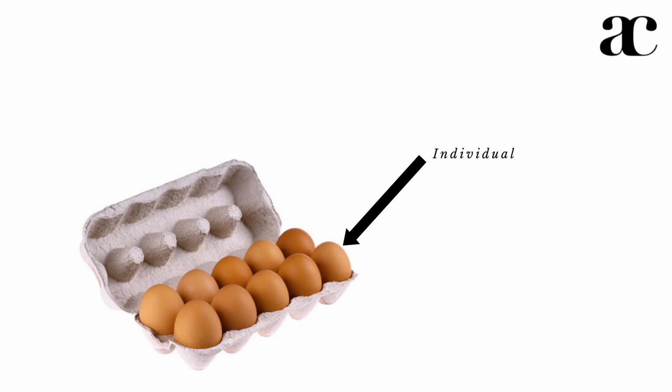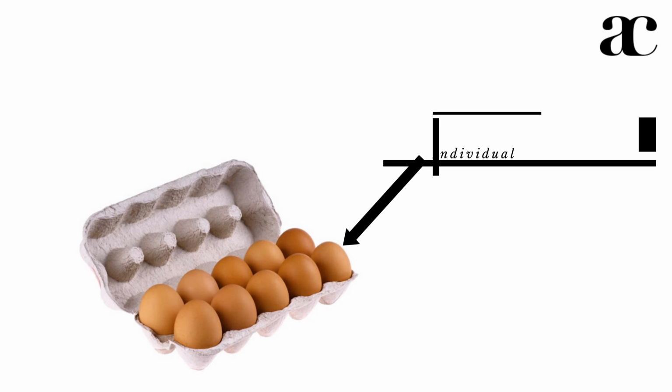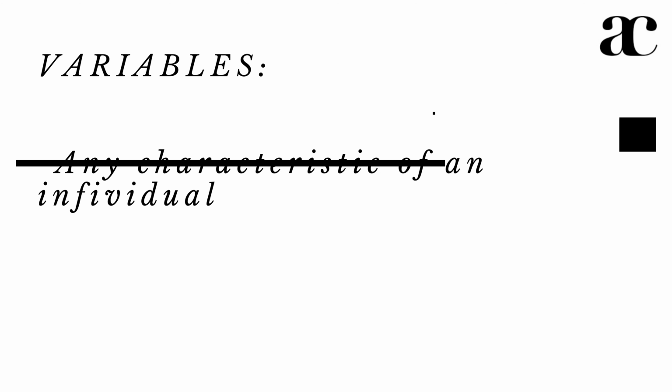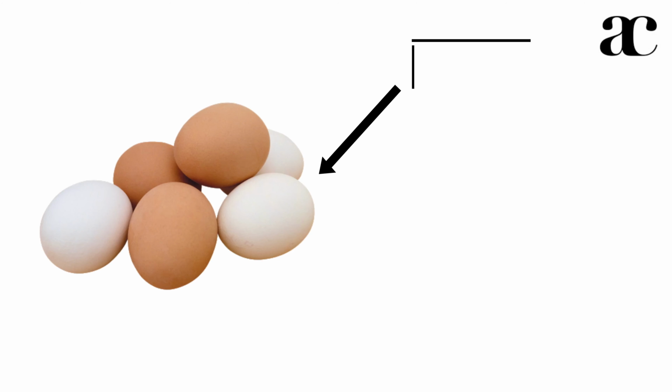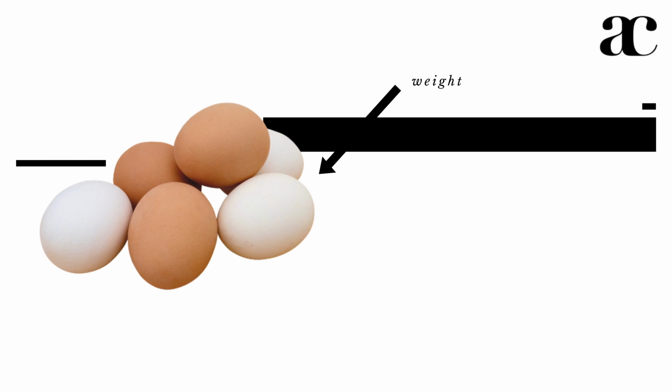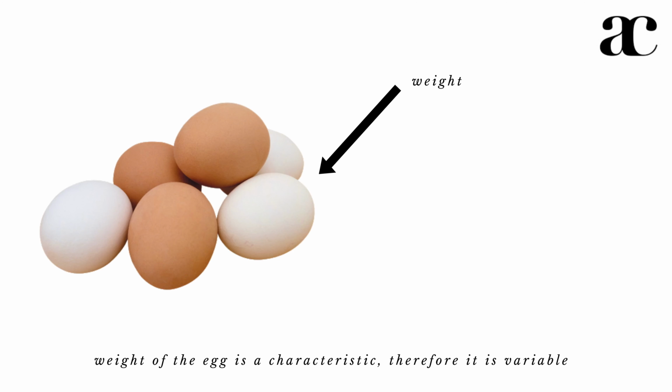Now, if we take a look at what variables are, the other thing I mentioned in the beginning, variables are any characteristic of an individual. So let's say we go back to the egg example. If we look at the eggs, they can have, let's say, different weights. Such as in the picture below, we have around 5-6 different eggs. They all can have different weights. Now, since the weight is a characteristic of the egg, it becomes a variable. So that is what a variable is.